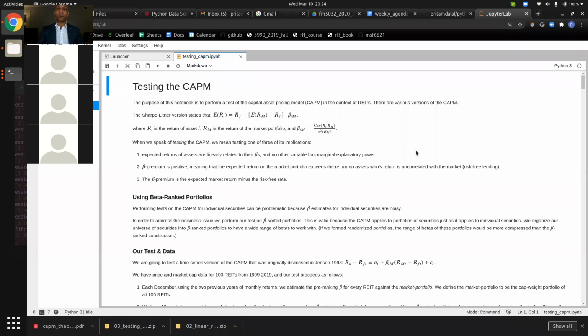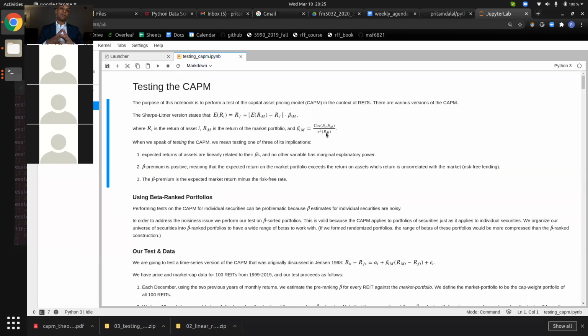So cool. There are various versions of the CAPM. The Sharpe-Lintner version says that the expected return on an asset is equal to the risk-free rate plus the difference between the market return and the risk-free rate, which is sometimes referred to as the beta premium, multiplied by the beta of the asset. And the beta of the asset is defined as the covariance of the two divided by the variance of the market.